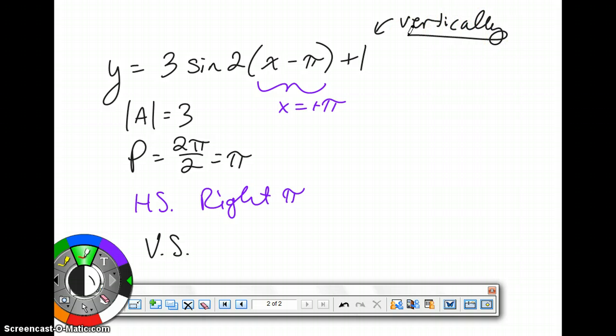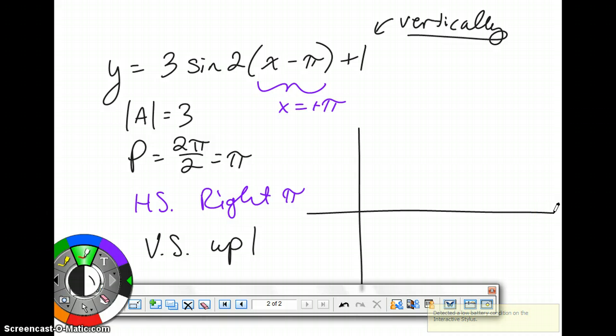Okay. Then for our vertical shift, just as we did with this k over here, it moved things vertically with our conic sections. We're talking parabolas, circles, and then all of our polynomials, all of those moved up and down. And then the number on the inside moved it left and right. So vertically, this means we're going to be moving up 1.